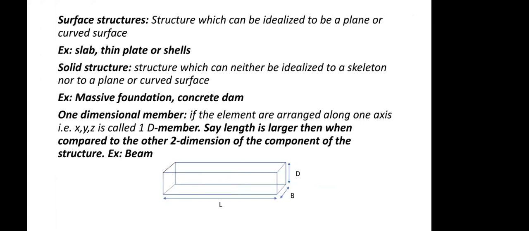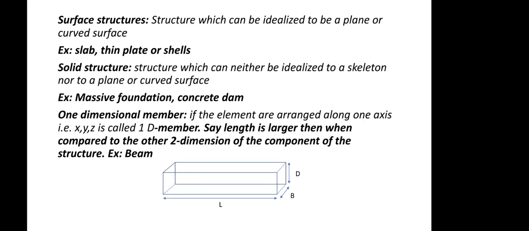Then we have surface structure. A surface structure can be idealized to be a plane or curved surface. For example, a slab, a wall, thin plates, and shells. Thin plates and shells are nothing but dome-like structures. You might have seen domes. The topmost curved portion is called a shell.